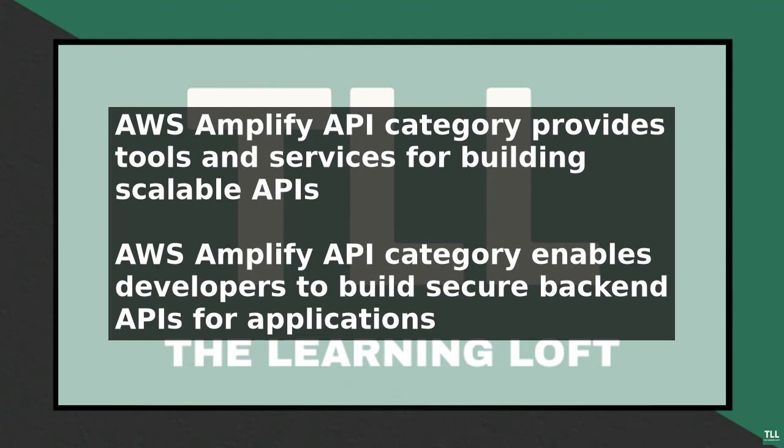Understanding the basics. To get started with the AWS Amplify API category, you need to have a basic understanding of AWS services such as Lambda, API Gateway, and DynamoDB. The AWS Amplify API category provides a set of pre-built APIs that can be used to interact with these services.